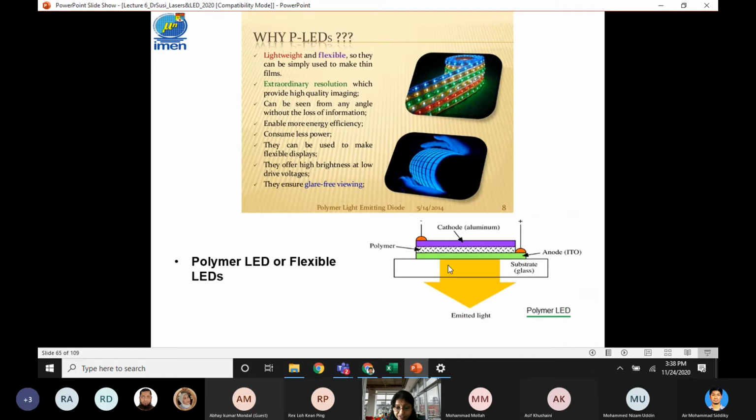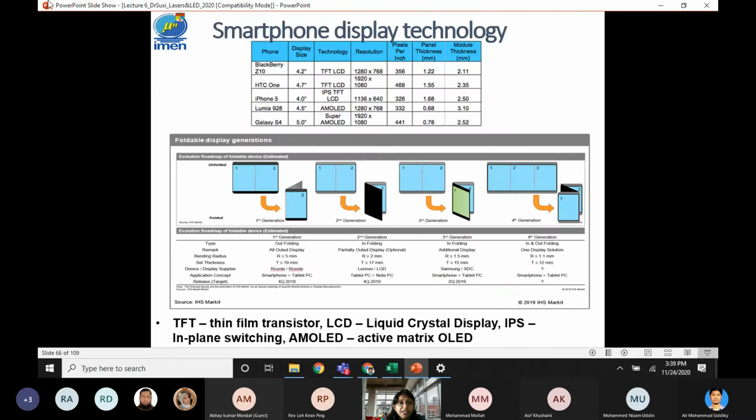Basically, you have a polymer layer as the emitting layer instead of a semiconductor die. And if you compare smartphone display technology, this is from BlackBerry until Galaxy. Different technologies are used to produce the imaging layer. So you have LCD, liquid crystal display, which is thin film transistor, and moving on until AMOLED, which is active matrix OLED.